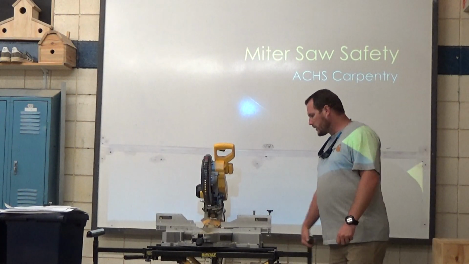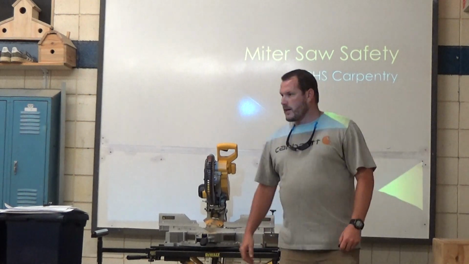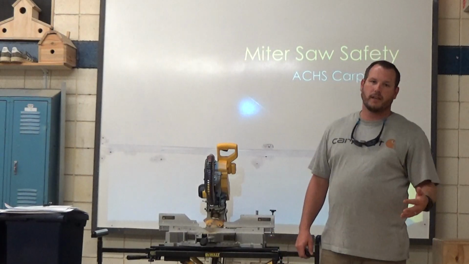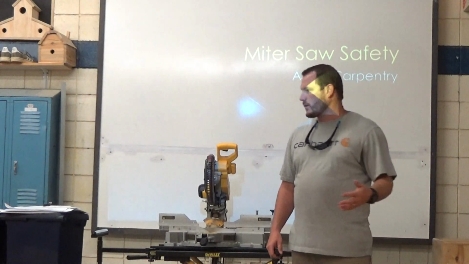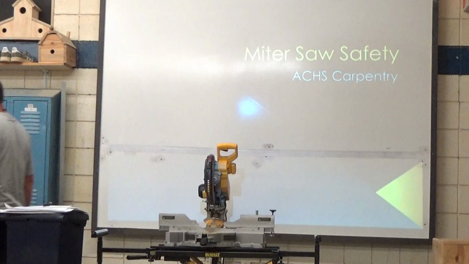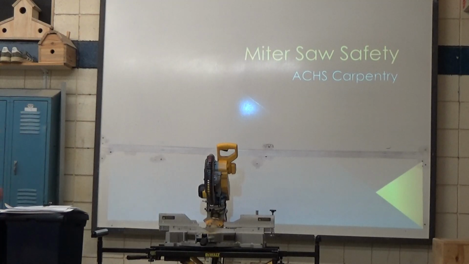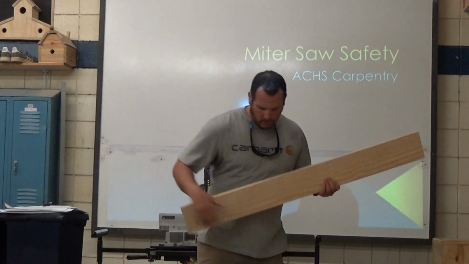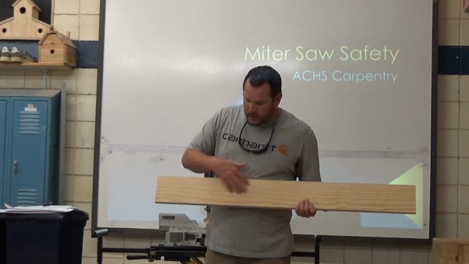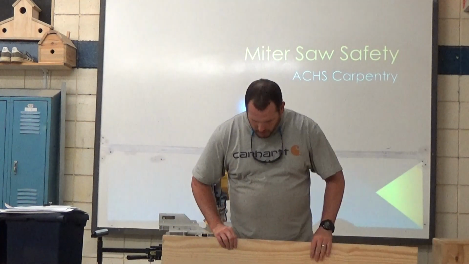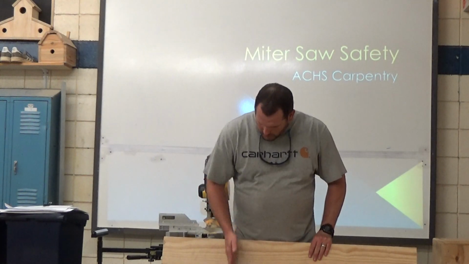But this is the miter saw. The miter saw is primarily used for cross cutting. Cross cutting is when you're cutting across the grain. So every piece of wood, I'm going to grab a piece of wood real fast. Every piece of wood has grain. I don't know if you can see this, but the grain in this board is running long ways. So if we wanted to cut this board to length, we would have to cut it crossways. All right, so cross cutting is this way.